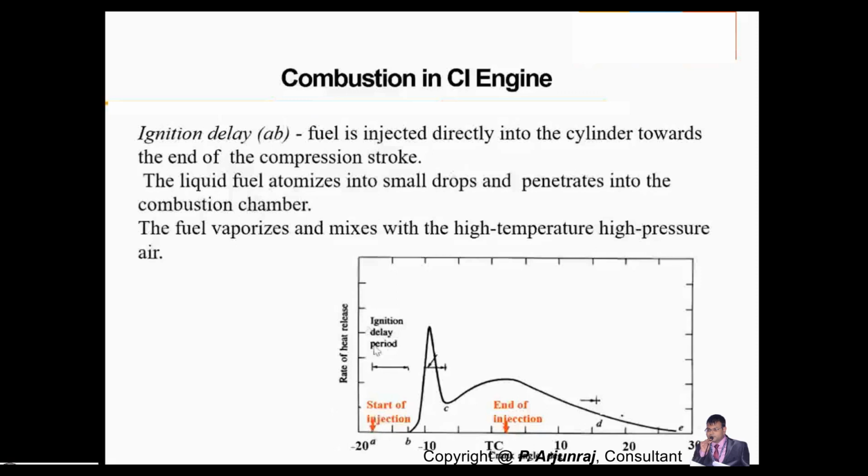And you have some delay period. That delay period you call the ignition delay period. So what happens when air and fuel get mixed up? You get a penetration as the spray penetrates into the combustion chamber. The fuel comes out of the fuel injection, it evaporates, and the vaporized fuel mixes with the air. You get the flame with high temperature and high pressure.